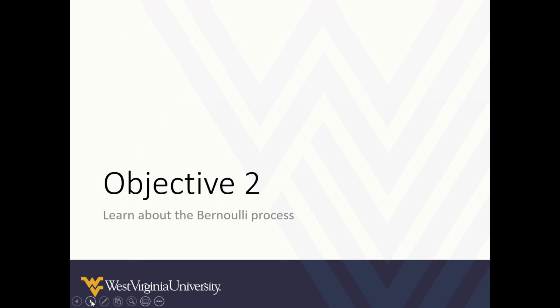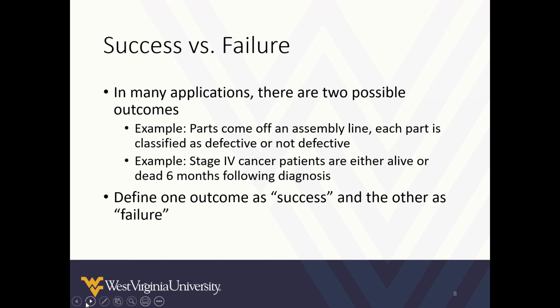So let's start by talking about the Bernoulli process. And in this process, for Bernoulli, it really focuses on this idea of success and failure. So if you think about it logically, in many applications, there are just 2 outcomes, success and failure. Particularly if we're, say, in an assembly line or a manufacturing process, your product is either not defective or defective, which means it's either a success or a failure.